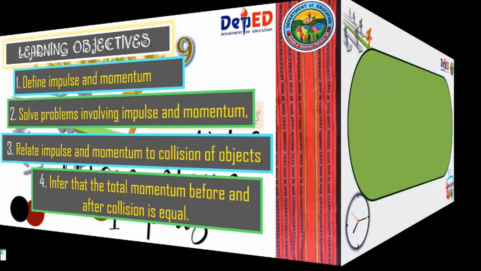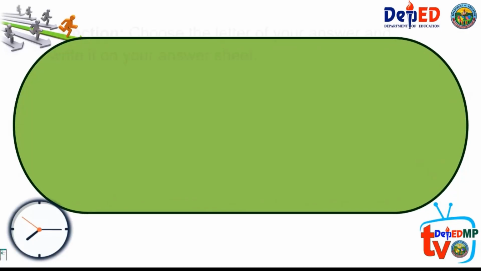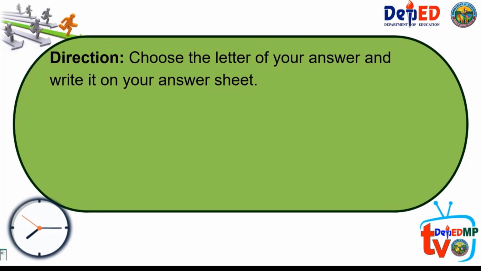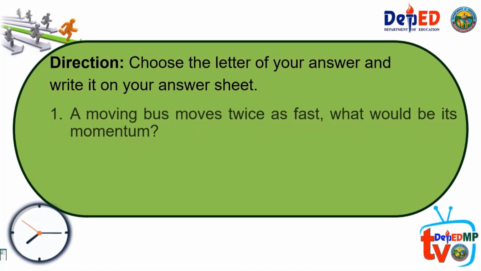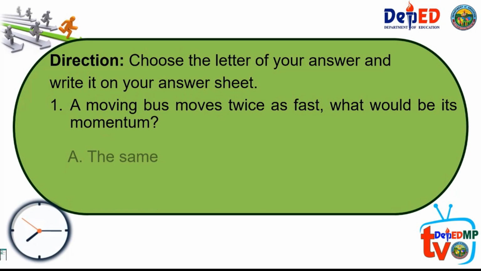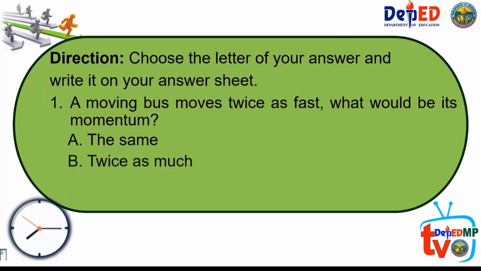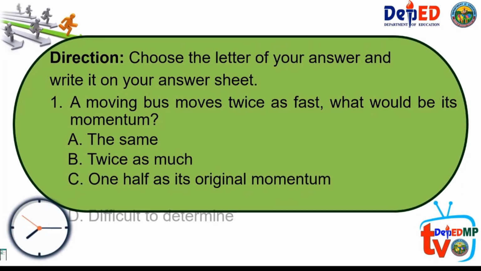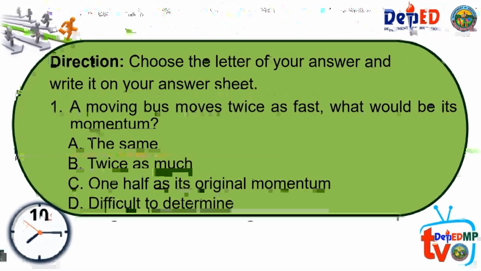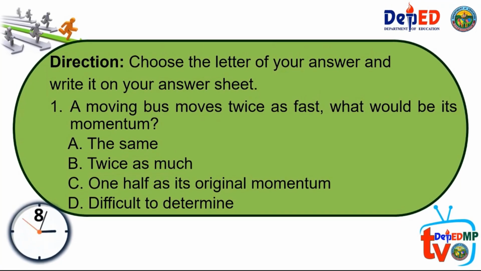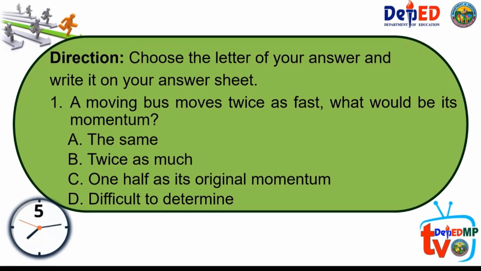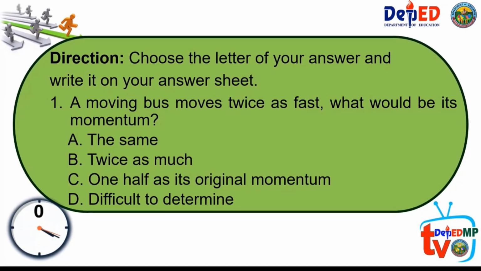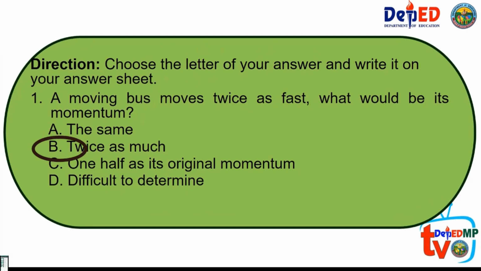Let's check your prior knowledge about our lesson. Direction. Choose the letter of your answer and write it on your answer sheet. 1. A moving bus moves twice as fast. What would be its momentum? A. The same. B. Twice as much. C. 1/2 as its original momentum. D. Difficult to determine. The answer is letter B.